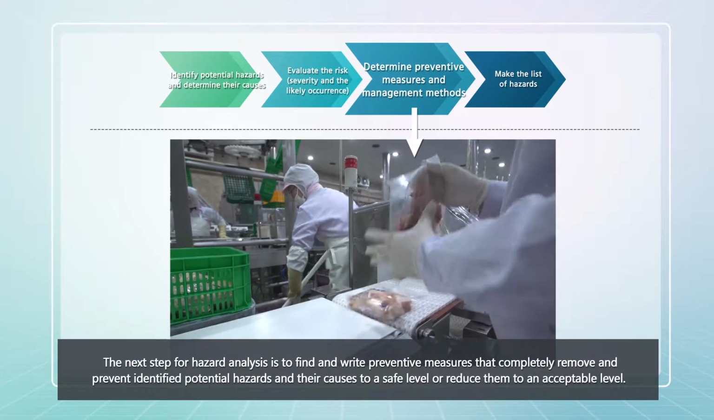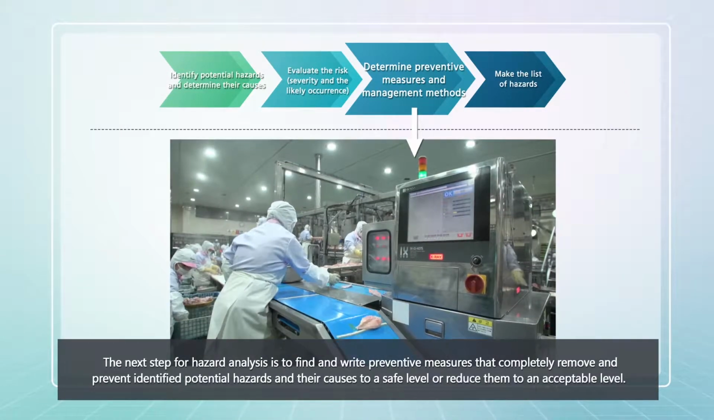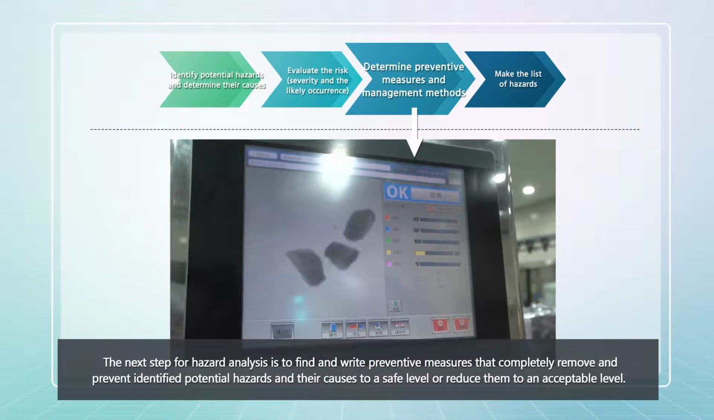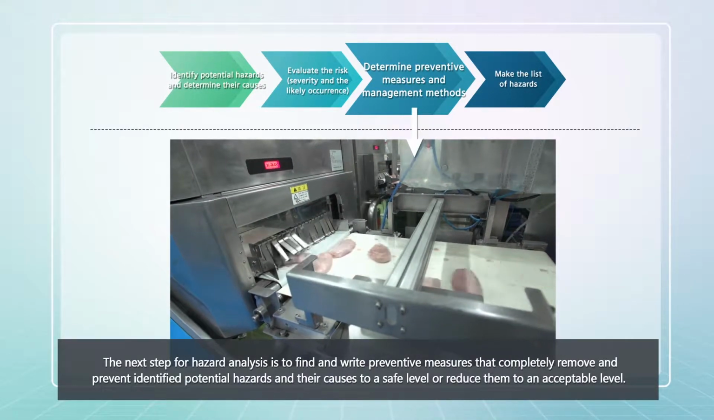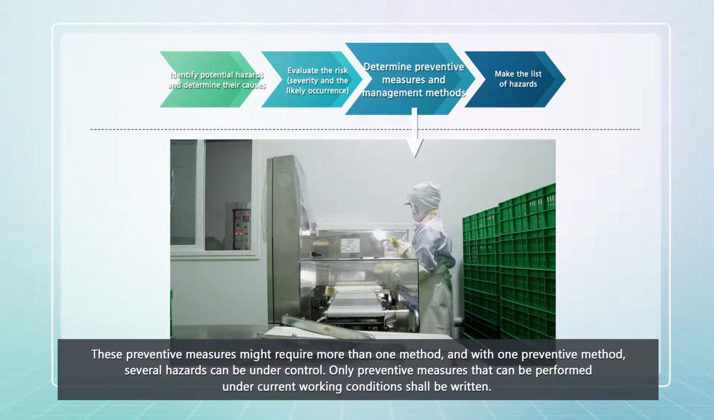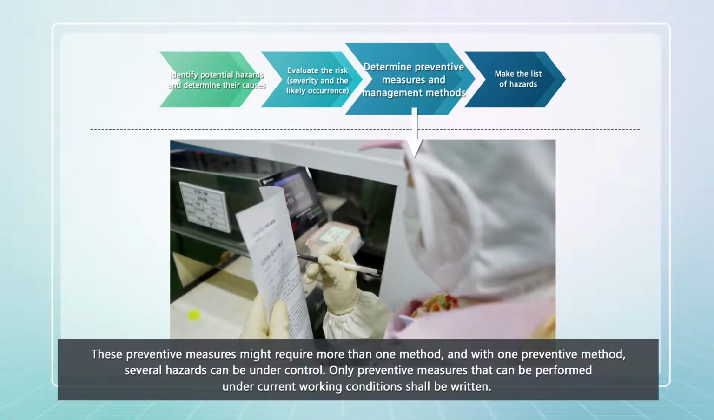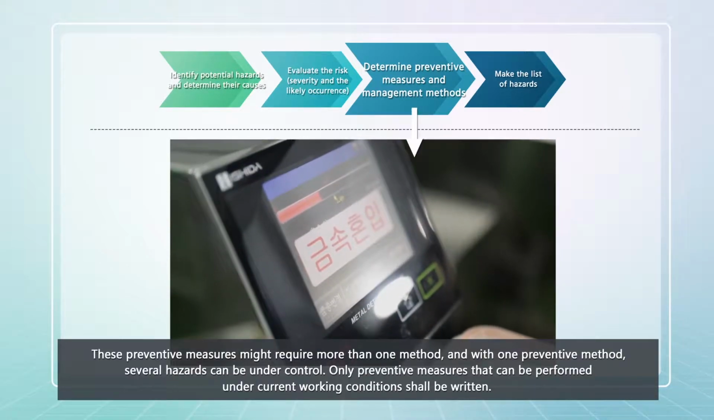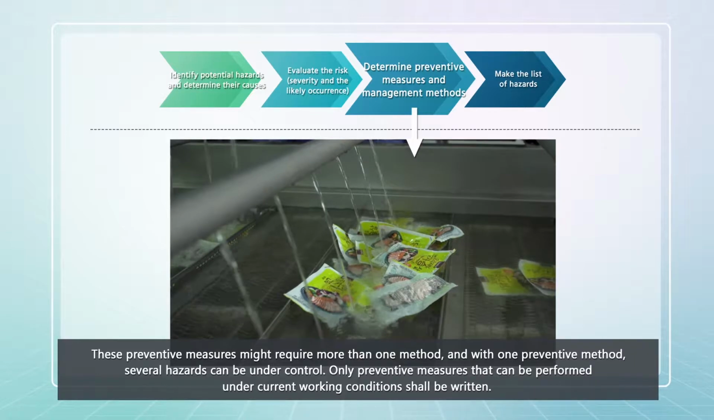The next step for hazard analysis is to find and write preventative measures that completely remove and prevent identified potential hazards and their causes to a safe level or reduce them to an acceptable level. These preventative measures might require more than one method, and with one preventative method, several hazards can be under control. Only preventative measures that can be performed under current working conditions shall be written.